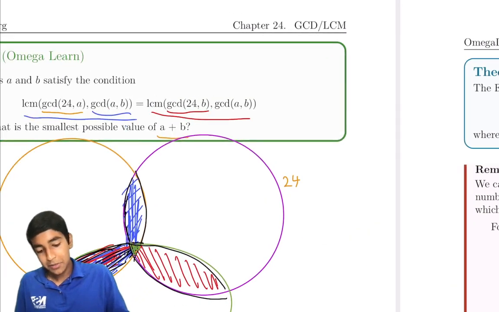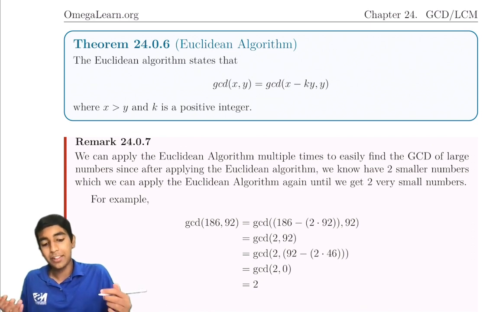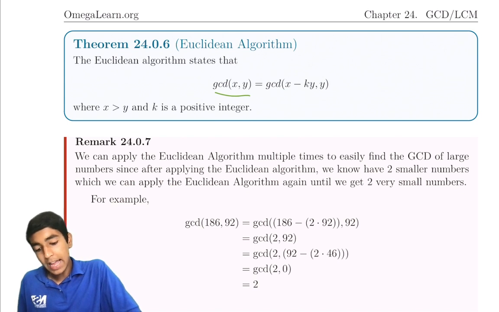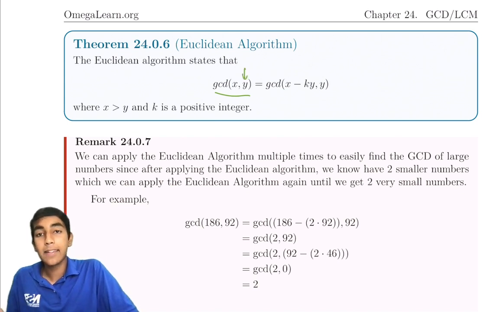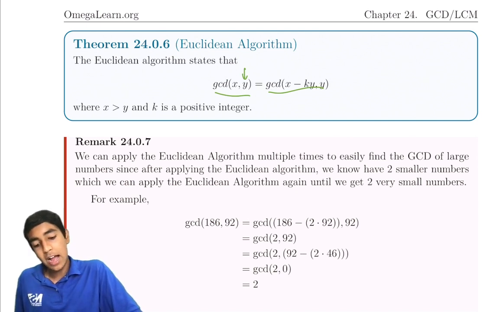Okay, now we're going to move on to the Euclidean algorithm. Sounds fancy, but basically all that it states is that the GCD of x and y, well, you can add any number of multiples of y to x, and the GCD will remain the same. You can add, you can subtract, you can whatever.